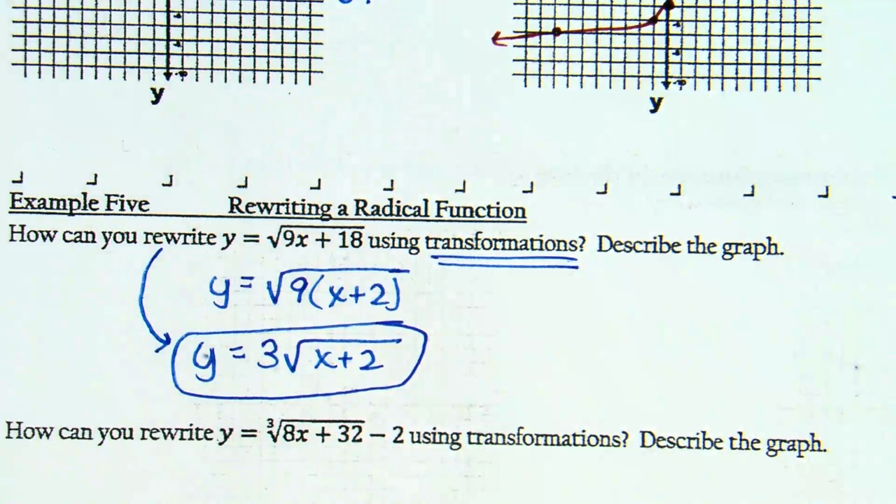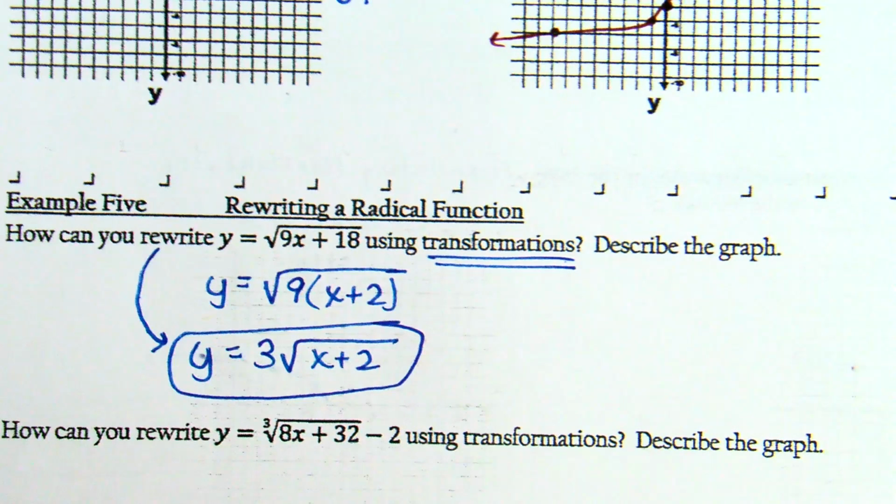Because now, based on what we've done today, I would like to think you would have an idea of how to graph this. Because what we would have to do, we'd have to start with the square root of x graph, right? And what would you do to that square root of x graph? You would have to stretch it by 3 and move it left 2. That's doable now since you rewrote it, yes?